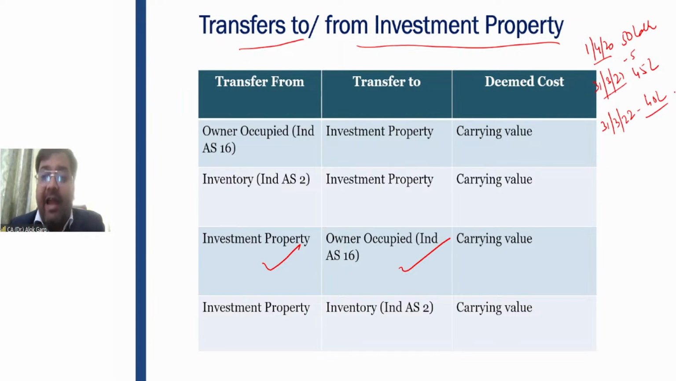Means you have to debit PP. In my example, you have to debit PP by 40 lakhs and you have to credit investment property, IP, by 40 lakhs, right? So the carrying value of the investment property on the date of change in the nature of use will become the opening value of the PP, right?